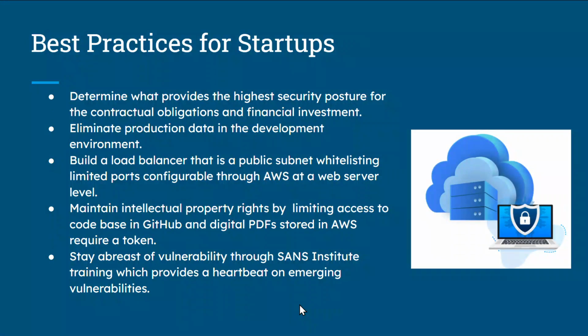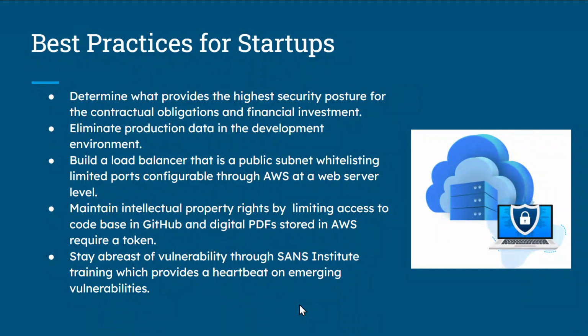Make sure to eliminate production data in the development department. Make sure that that information is not available. Build a load balancer in a public subnet that will whitelist limited ports that are configurable through AWS or at the web server level. That will actually limit the access coming in.